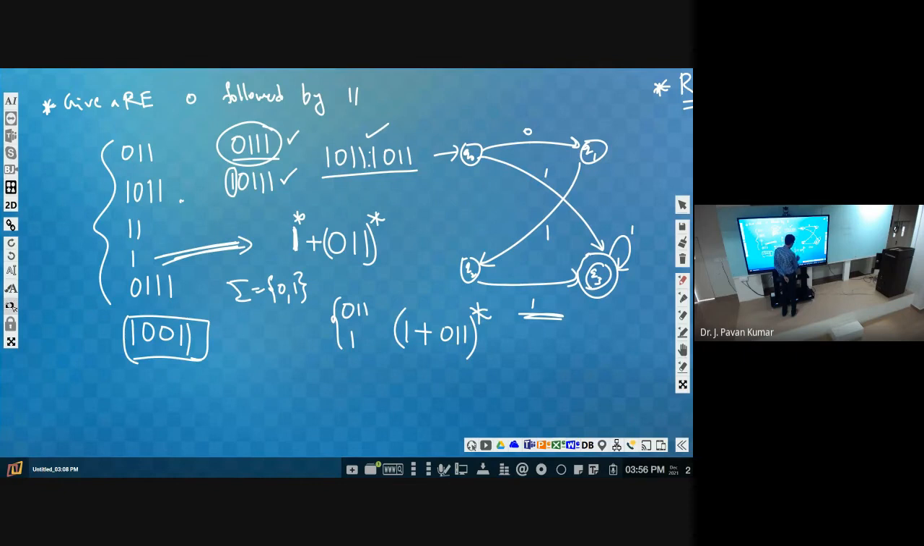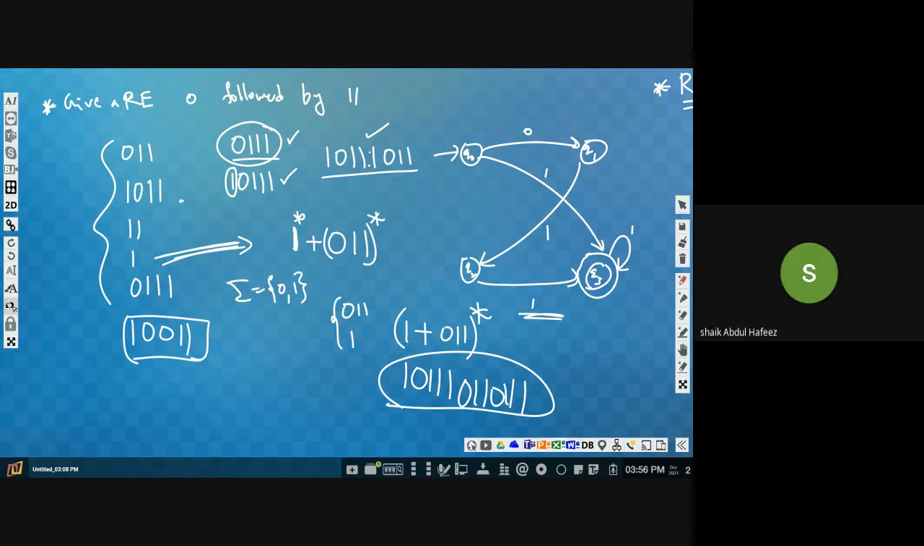Now I can take 1 for the first time, second time I can take 0 1 1, I can take 1 again, I can take 0 1 1, 0 1 1, then 1. Like this, any number of times I can take any of these two. Understand?